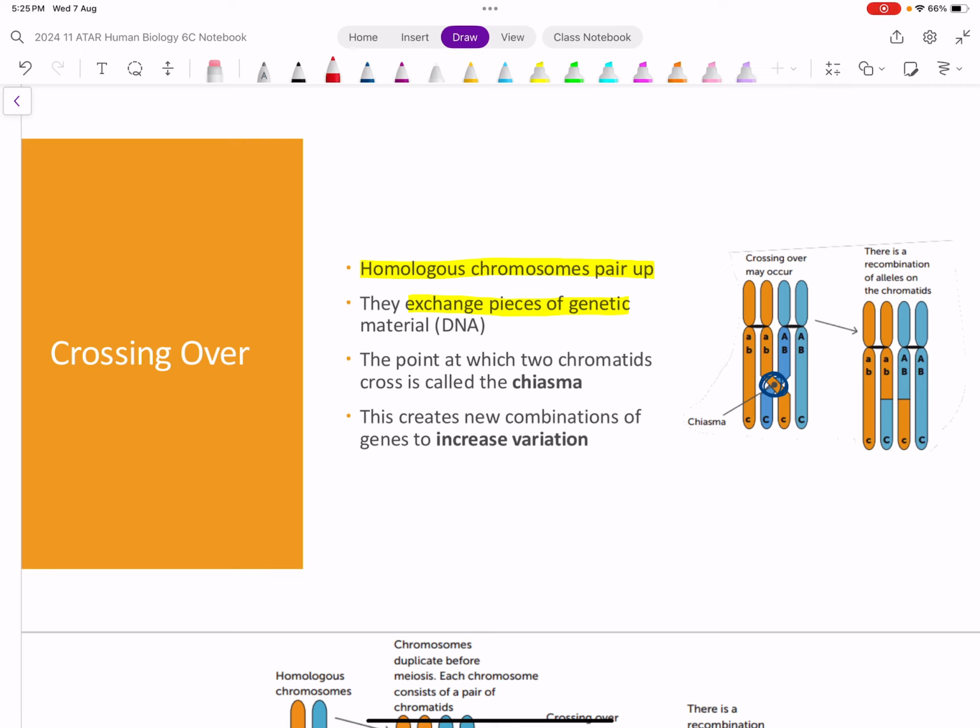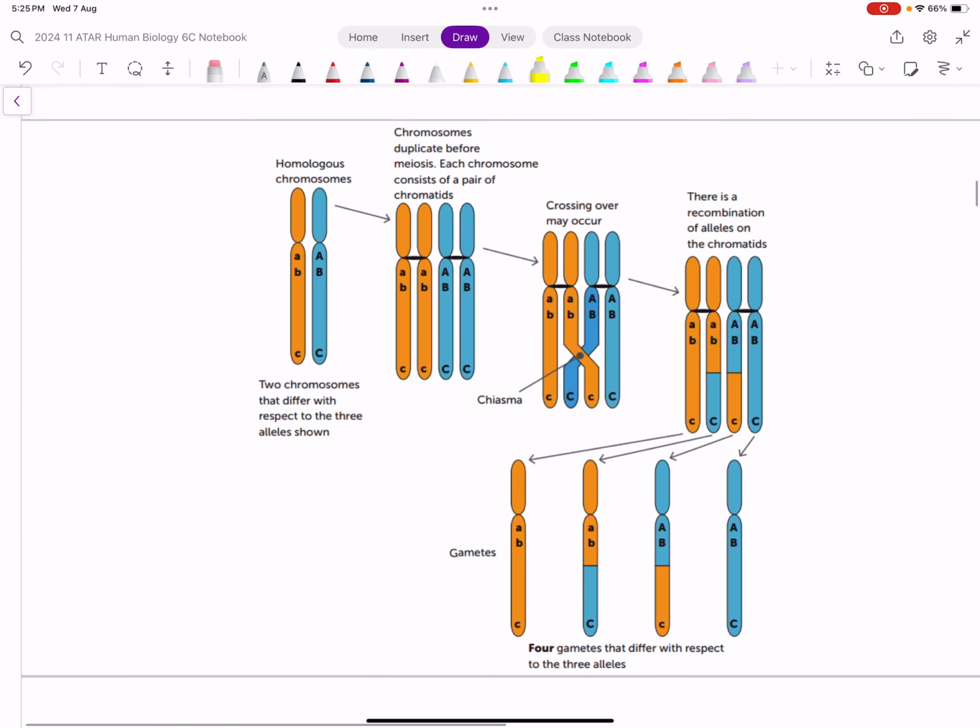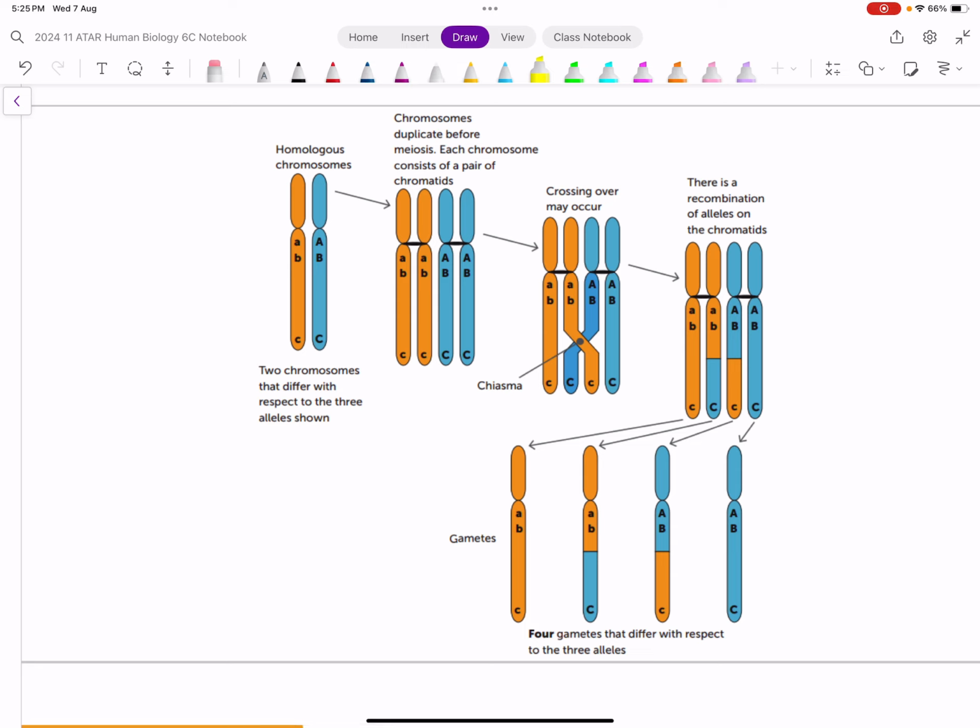As we have a look, we see that this part, known as the chiasma, is where these two chromatids cross over. What this crossing over does is produce new variants, new combinations of genes, and as a consequence, we can increase the variation that we see in our 4 gametes. This is a longer diagram from the textbook breaking down this process of crossing over, and we will come back to touch on this in our variation lesson.